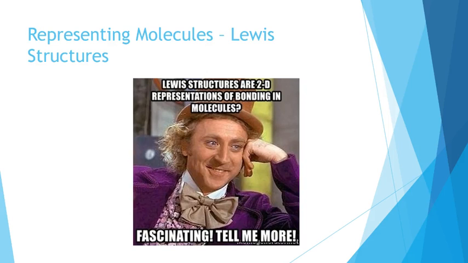Okay, and let's get back to our third type of bonding, which is covalent bonding. We're just going to go through a quick review of Lewis structures, why we use them, and how we draw them. Lewis structures are what we've started to introduce, this idea that we use dots to represent electrons, and they give us two-dimensional representations of molecules.